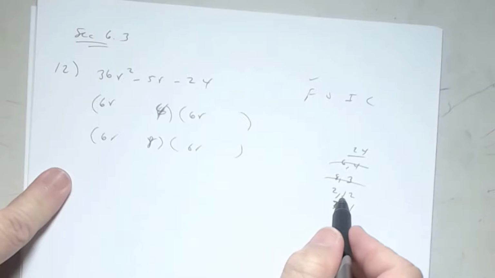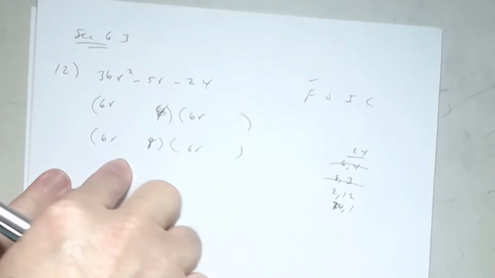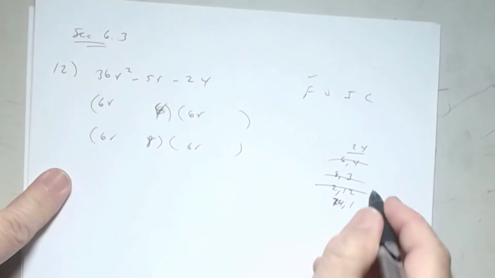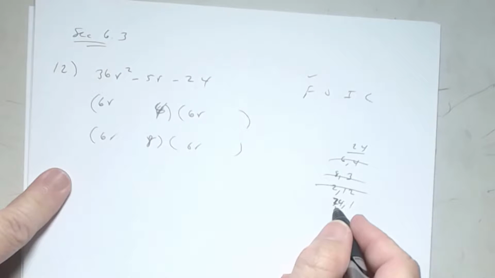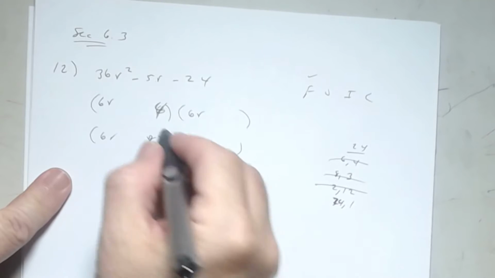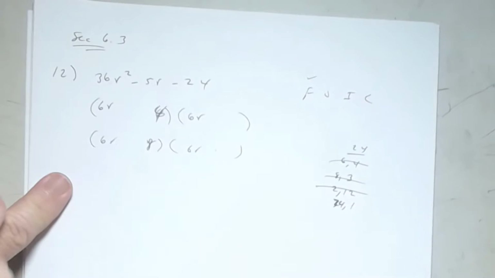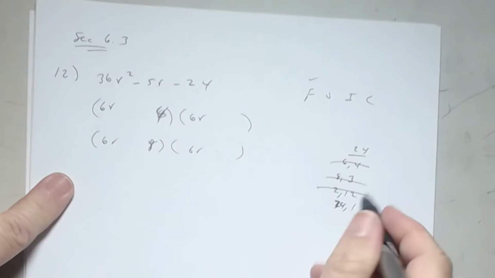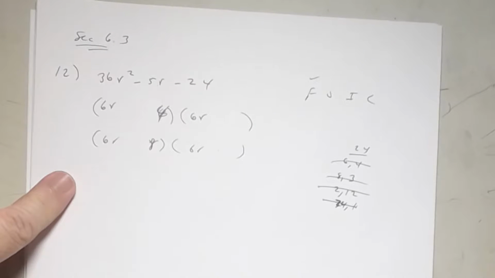Could I use the 2 and the 12? No, for the same reason. No matter where I put the 12, I can factor out a 6, right? Yeah. 24 and 1, same thing. If I put the 24 here or here, I could factor out a 6. So we get prime. You're going to have to reorder.